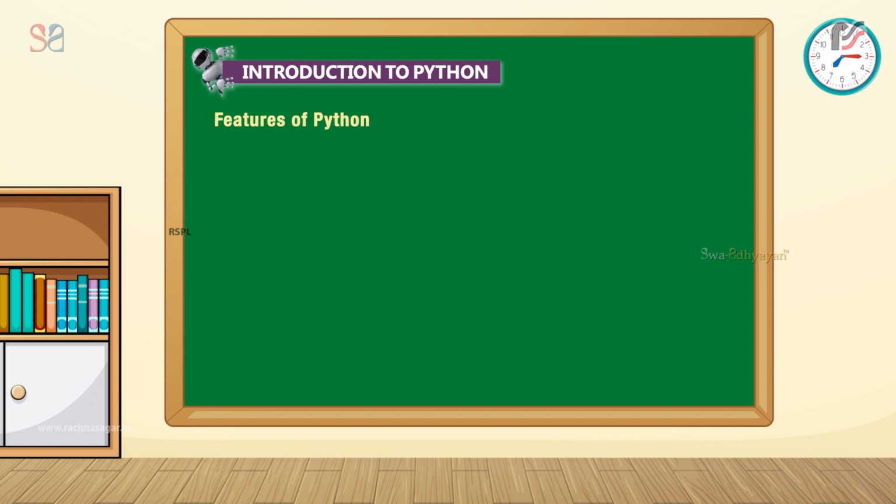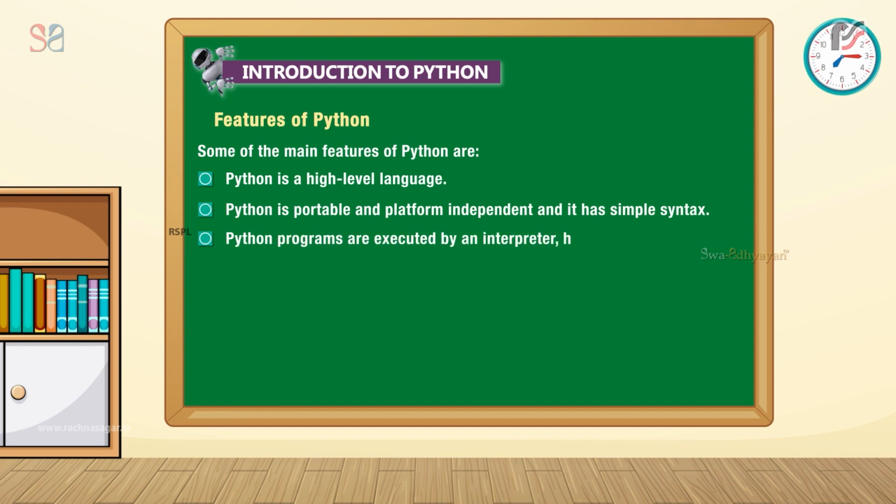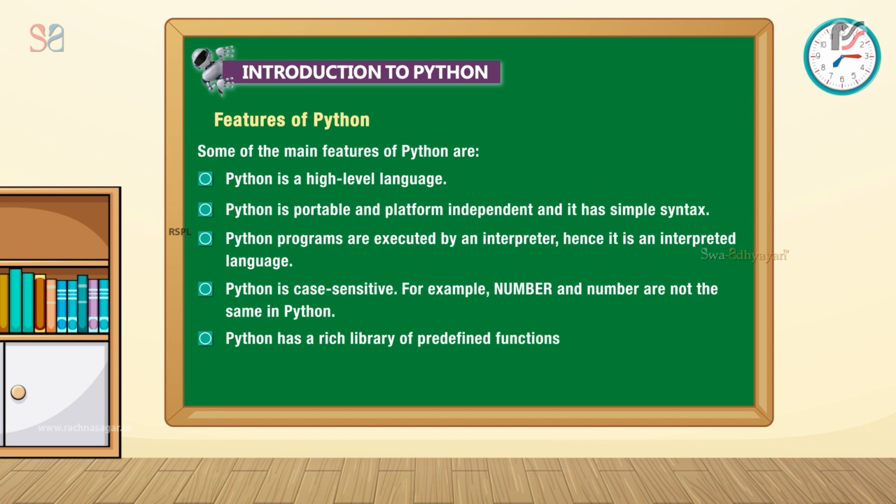Now, let's learn about features of Python. Some of the main features of Python are: Python is a high-level language. It is portable and platform independent, and it has simple syntax. Python programs are executed by an interpreter. Hence, it is an interpreted language. Python is case sensitive. For example, the word number in uppercase and number in lowercase are not the same in Python.